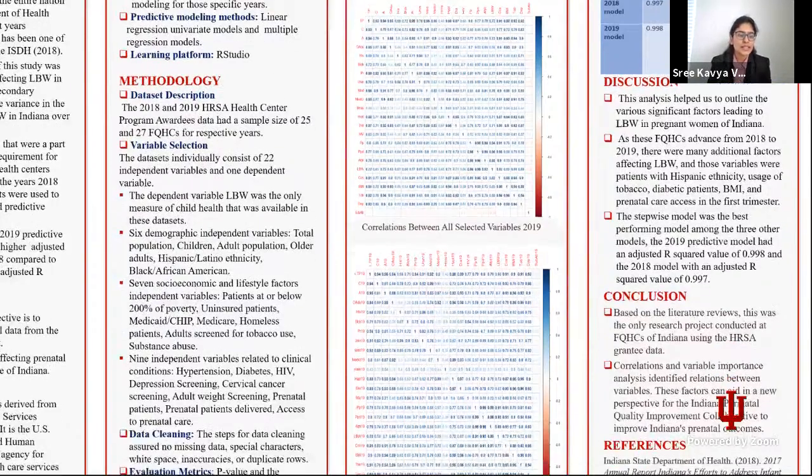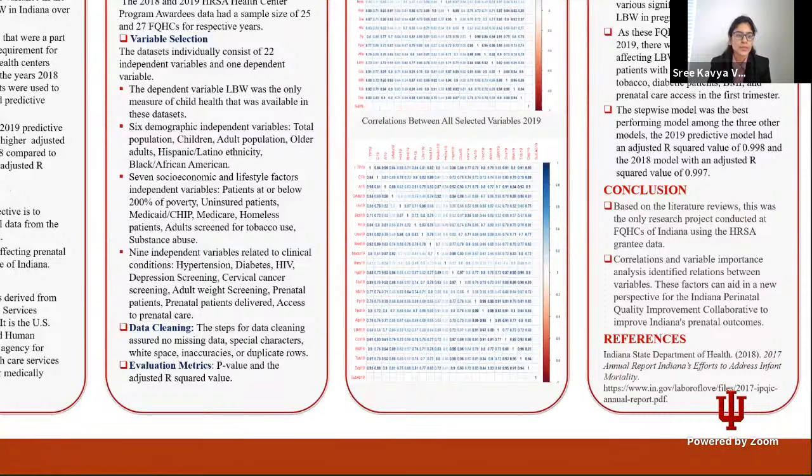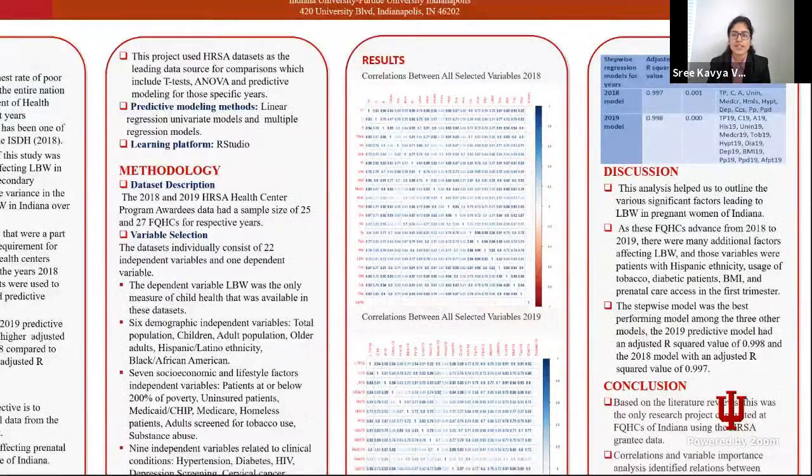Even in the 2019 correlation matrix, these variables remained significant, but apart from that, only non-Hispanic remained insignificant in terms of low birth weight, and there were some variables related to socioeconomic status such as poverty, uninsured, Medicaid, and homeless, which were not found to be significant.